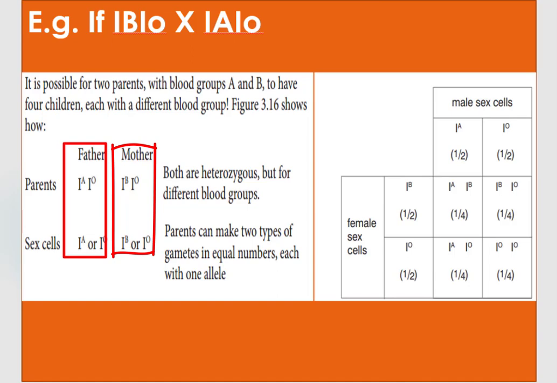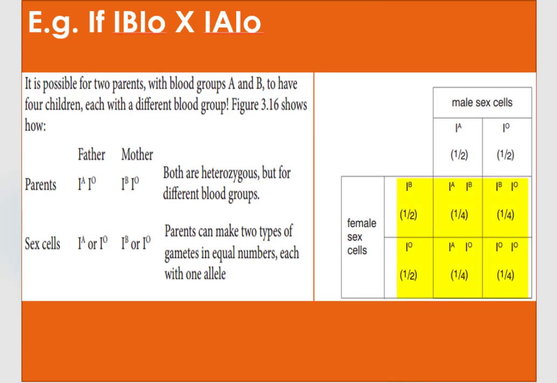The gamete cells of the father contain allele A or allele O. The egg cells of the mother can be allele B or allele O. When these two parents meet, they can probably have four children. These children are a child who has blood type AB, a child who has blood type B, a child who has blood type A, and a child who has blood type O.